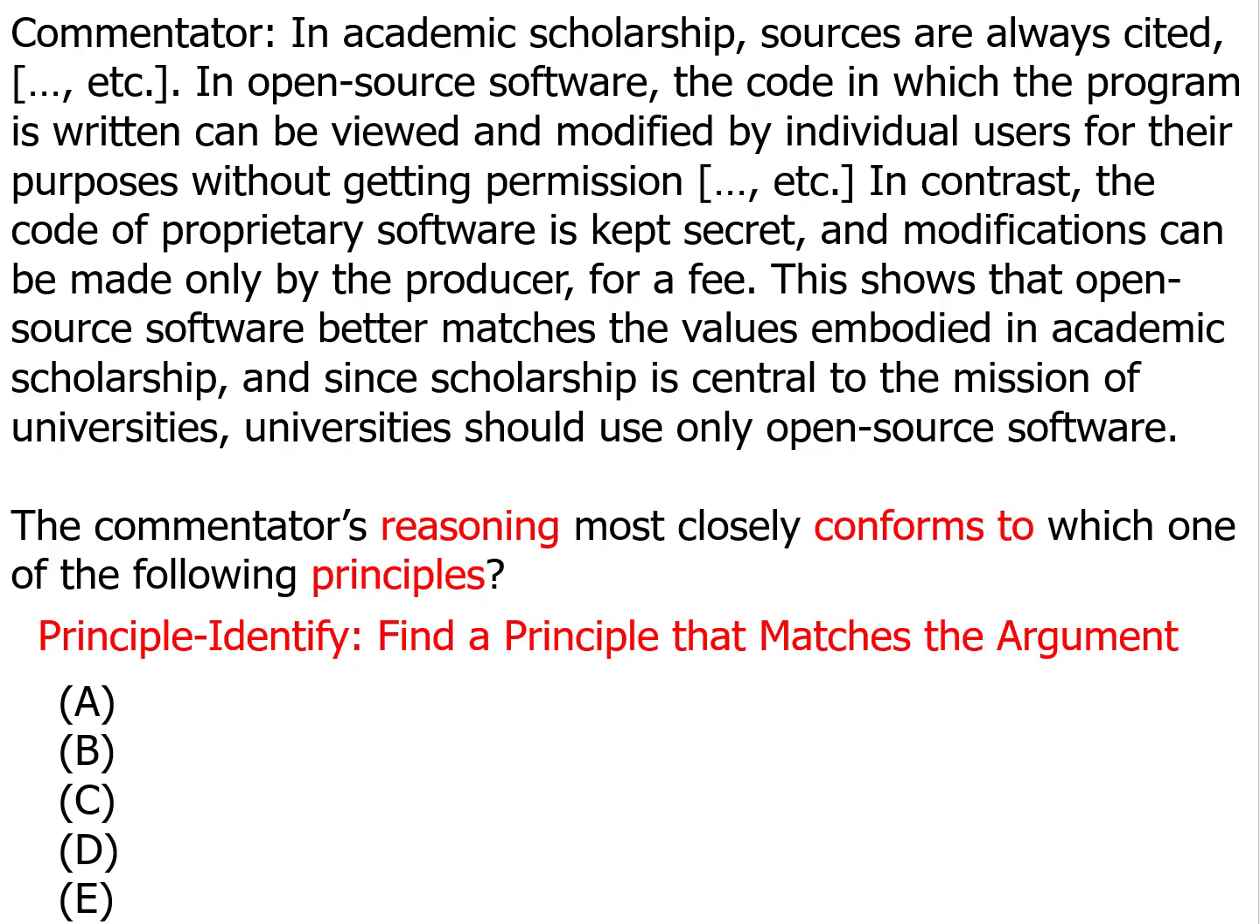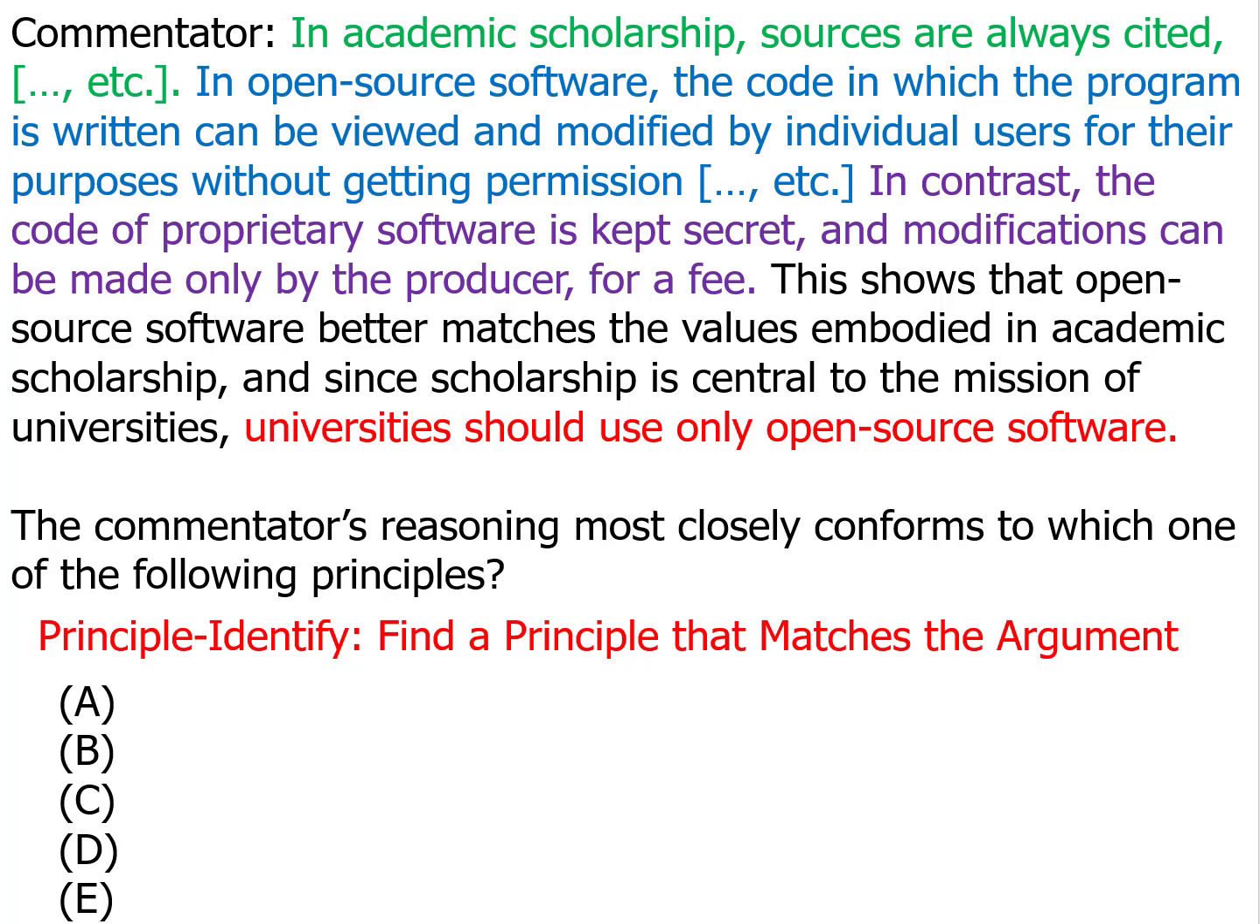Here, the argument is actually fairly complicated, though the conclusion is found right at the end. Universities should only use open source software. Now, the rest of the argument explains why. The first sentence tells you what academic scholarship is, or at least how it works. The second sentence tells you what open source software is and how it works. The third sentence contrasts open source software with proprietary software.